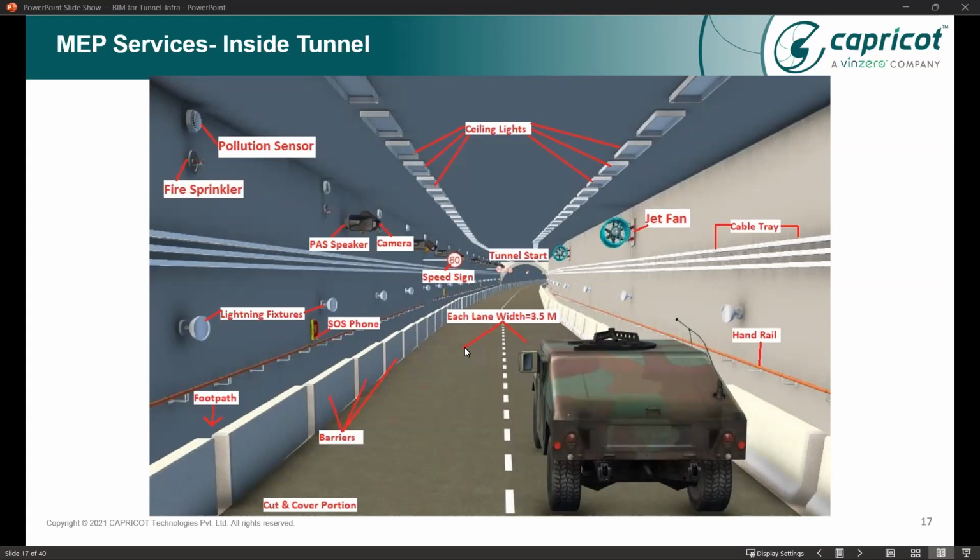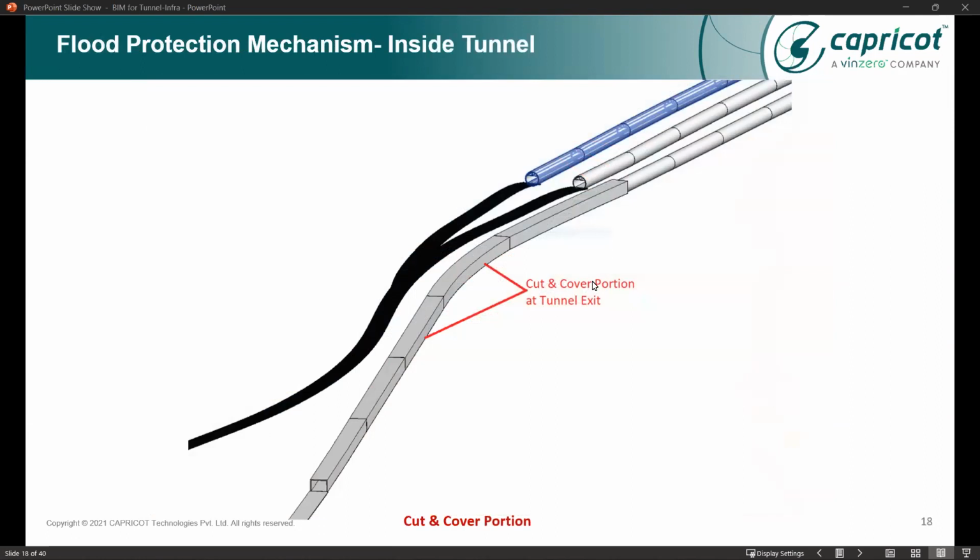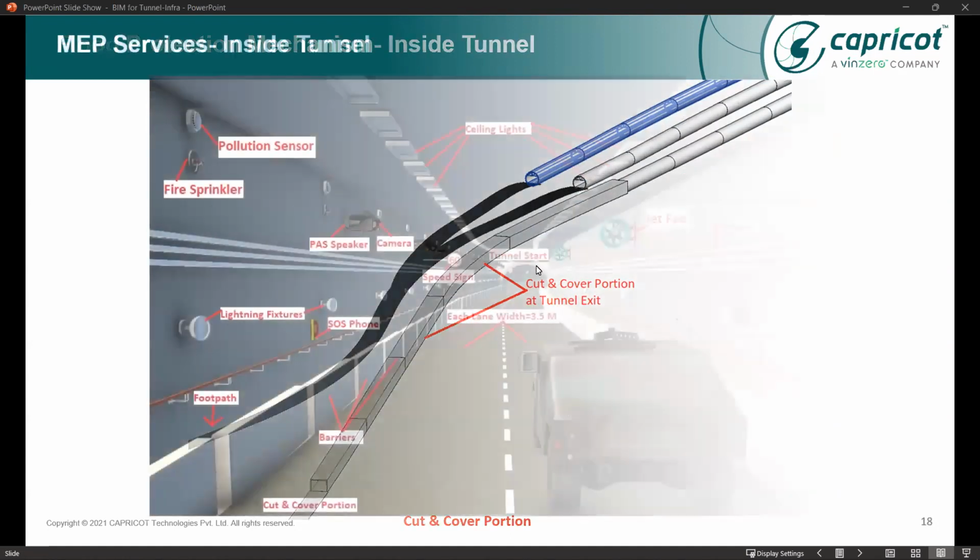Most of these were developed and added in Revit, and then transferred back to InfraWorks. This screenshot is taken from InfraWorks. This tunnel had two sections. One is the cut and cover portion at the exit and the beginning of the tunnel, and the tunnel cross section was circular, which can be seen in the last slide.